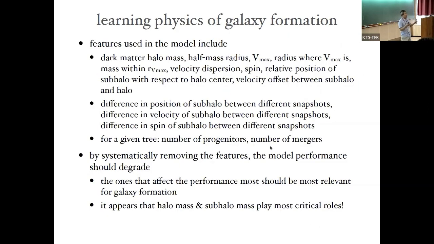As the GNN is a black box, we hope to learn galaxy formation from it by systematically removing the many features we included in the model and seeing which ones affect the performance of the model most. That should be the most critical for galaxy formation. And it turns out that halo mass and subhalo mass play the most critical roles, which probably is not surprising.